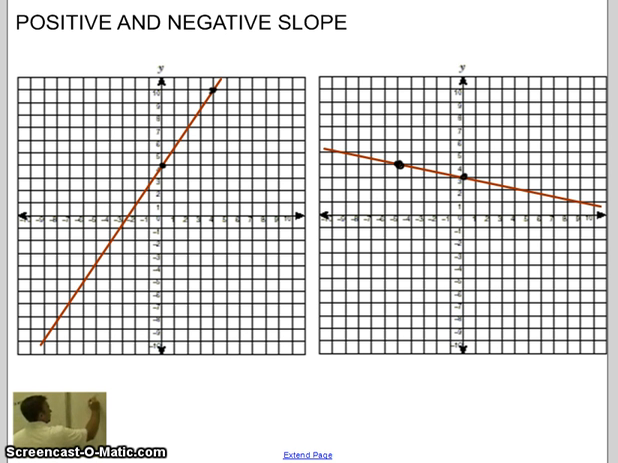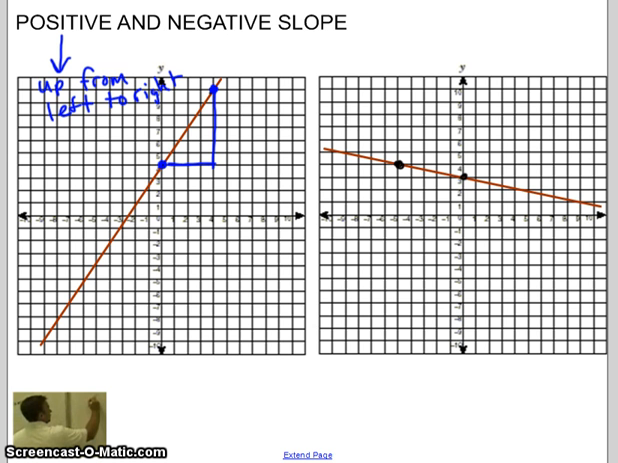Okay, positive and negative slope. Positive slope goes up from left to right. Alright, so it's going up from left to right. So this line right here has positive slope. Okay, and if we were going to determine the slope for the line, what we would do is identify 2 points on this line. Okay, and we would draw in a rise and run connecting the 2 points, kind of like drawing a right triangle.